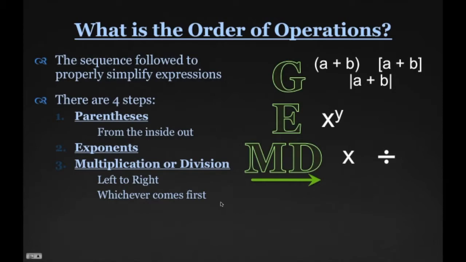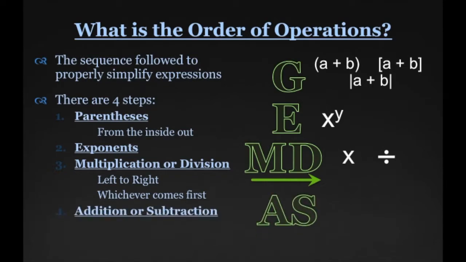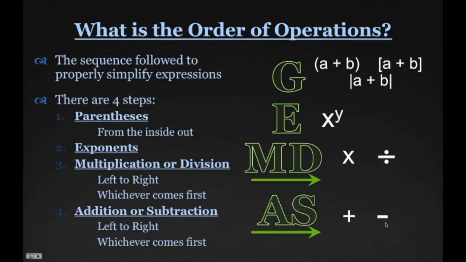Step 4 is indicated by 2 letters, again, just like step 3. And the 2 letters are AS, and that stands for addition or subtraction. And it works the same exact way as step 3. We go from left to right, whichever comes first. So once you get to step 4, you should look from left to right, which means you might have to add then subtract, or you might have to subtract and then add. Whichever operation comes first is what you do first.